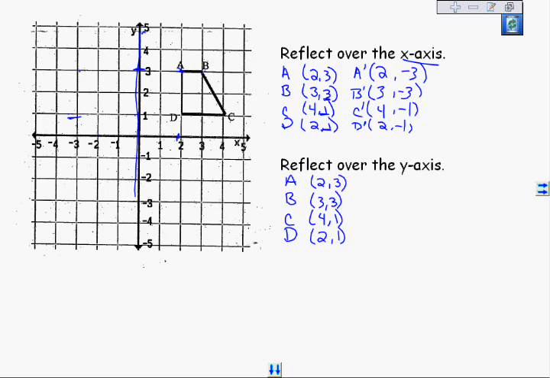The only difference is we're not going to be at 2 for A anymore for the x. We're going to be at -2. So we need to change all of our x's when you flip over the y-axis. So I'm doing the opposite of all these x's. The y-coordinate stays the same. So now we have our new image.